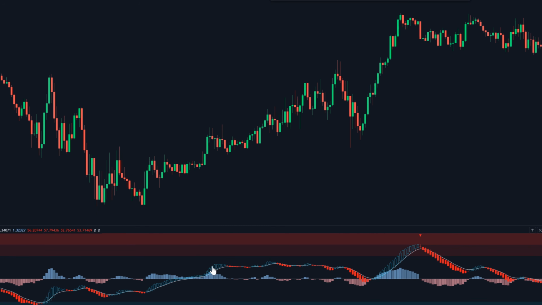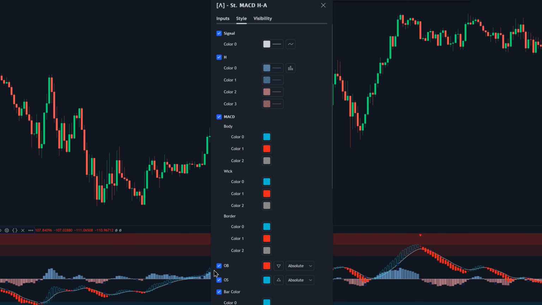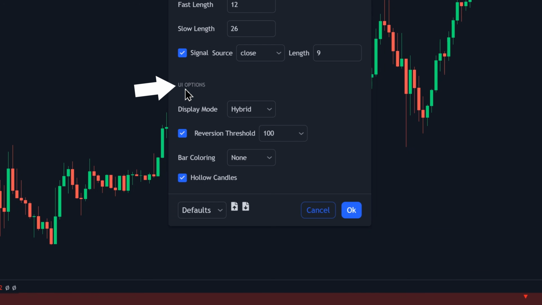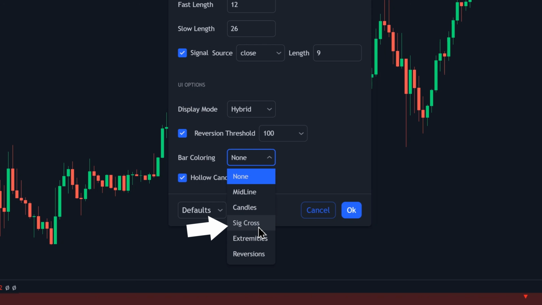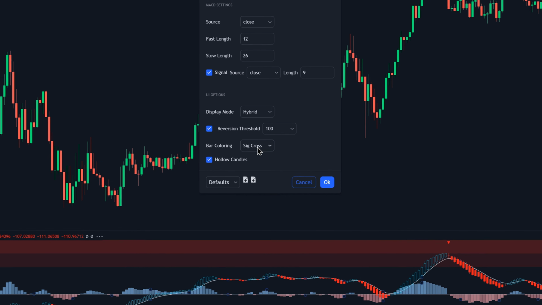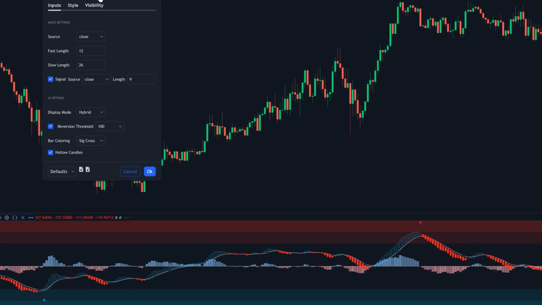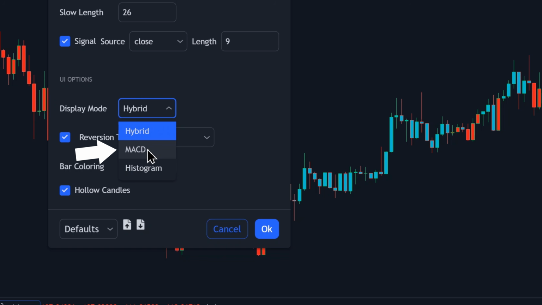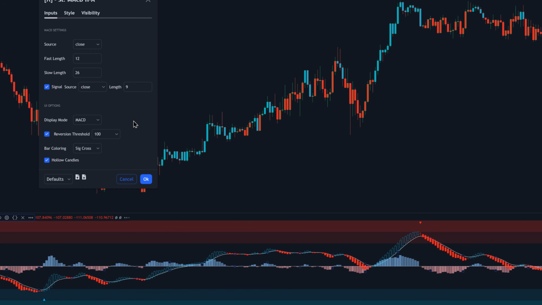Now, double-click on the standardized MACD indicator, then inside the Inputs tab, we're gonna go under the UI options, then change the bar coloring to signal line crossovers, which is this option right here. This is basically gonna color the bars based on the crossovers between the signal line and the MACD line. Then for the display mode, we're gonna select the MACD option. This is basically gonna hide the MACD histogram, and the reason for this is because we're not gonna be needing it for our strategy. After that, click OK.